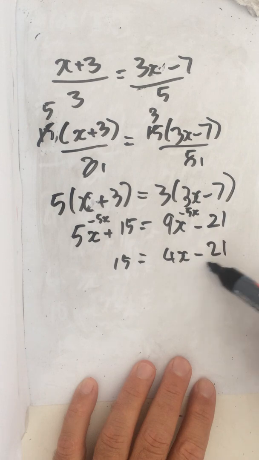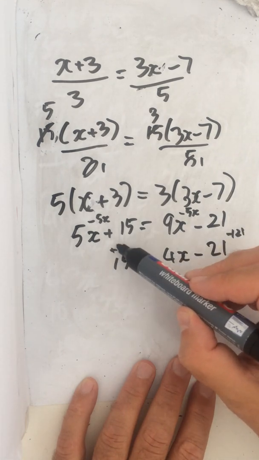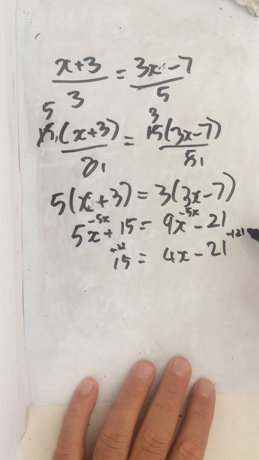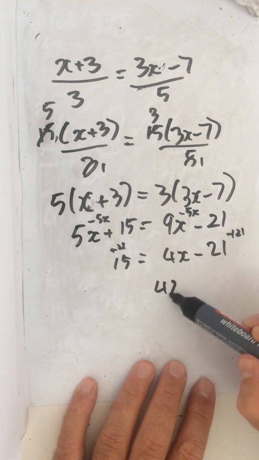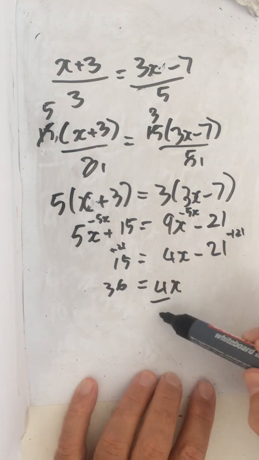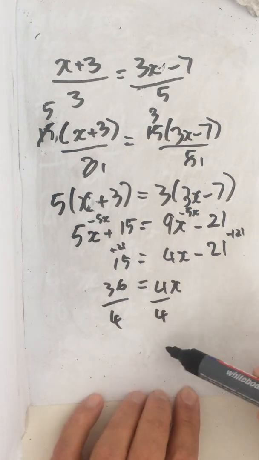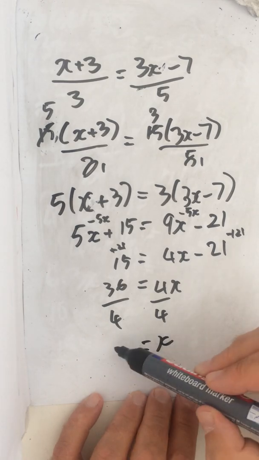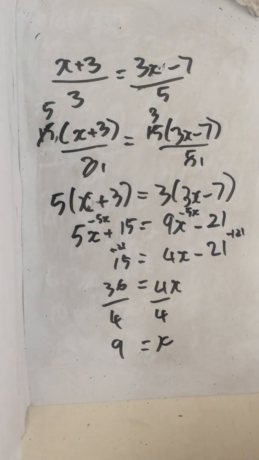I want to get rid of this minus 21, so I'm going to add 21 to it. I have to do the same on the other side, add 21. That leaves me with 4x is equal to 36. Divided by 4, divided by 4. X is equal to 9.